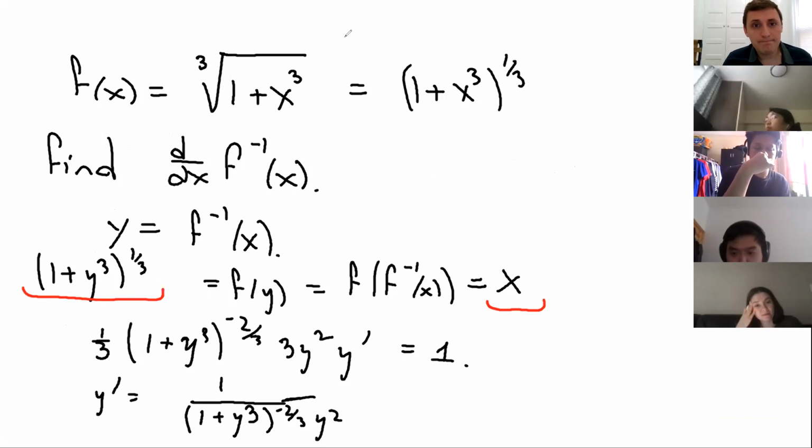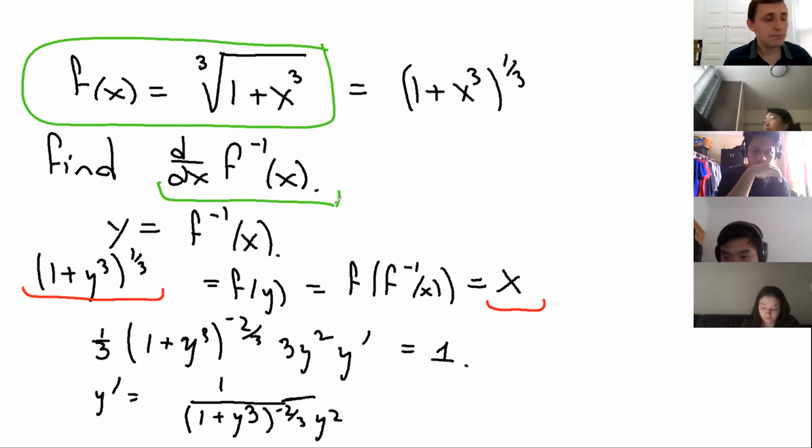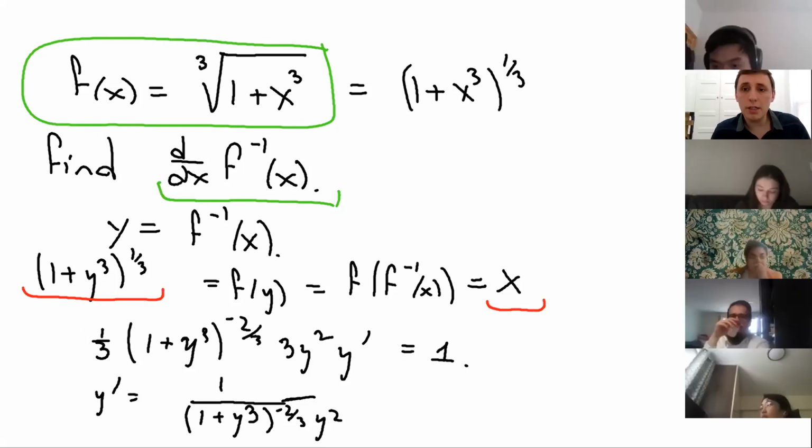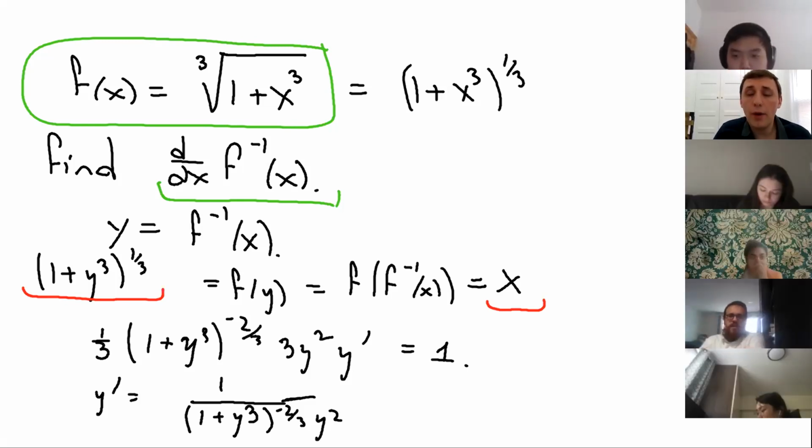This is the function. I ask you to find the derivative of the inverse. Now, I can accomplish this using implicit differentiation. So you agree that there is no formula for the inverse function that we have found. We have a formula that we can differentiate for the f of x, but not for its inverse. Do you agree with me?